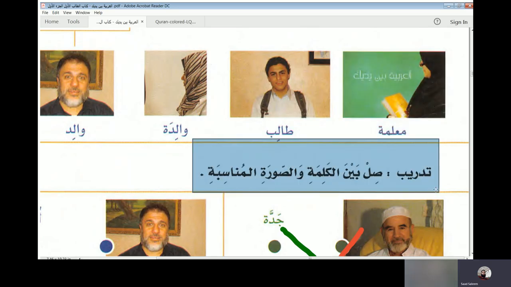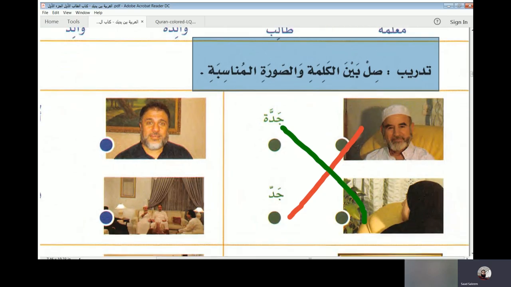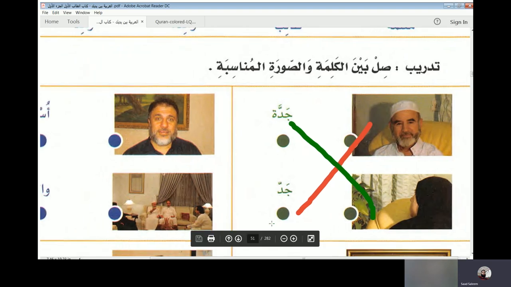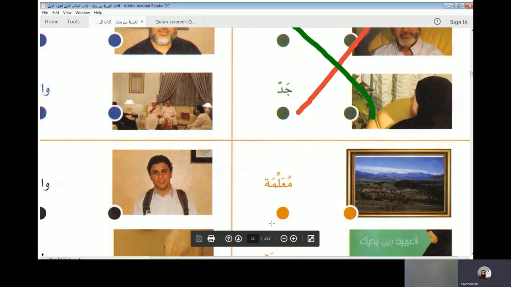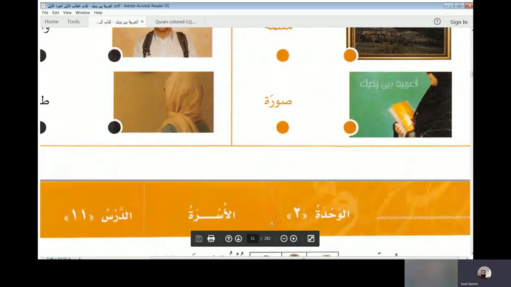Tadrib: match between the words and the appropriate pictures. Read this question. Okay, so we're going to put the grandmother with the picture on the bottom, and Jad with the man on top. This question is your homework. Draw this line in your notebook, make a picture and send it to me.